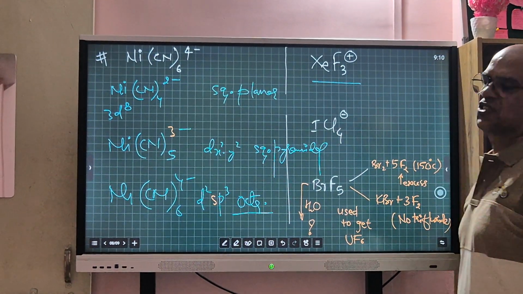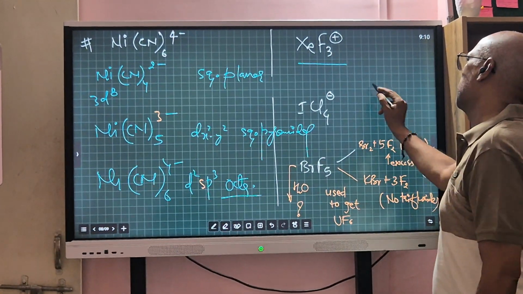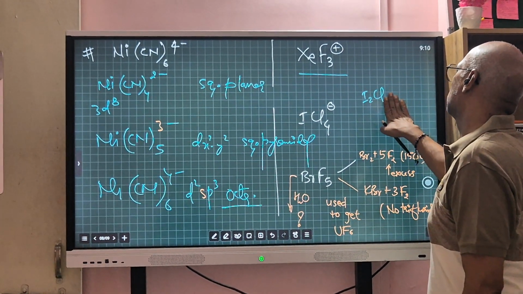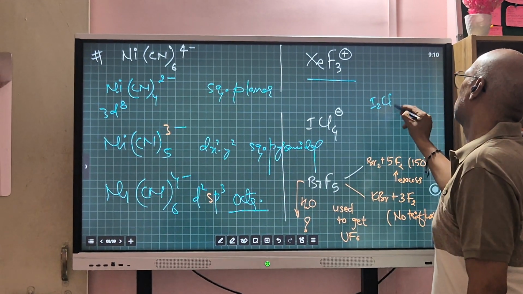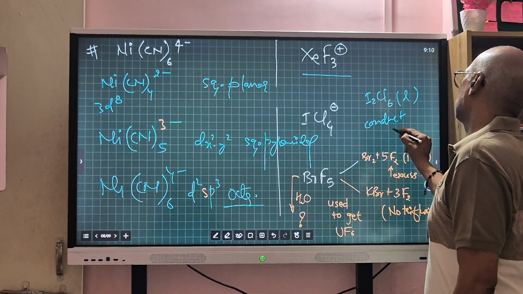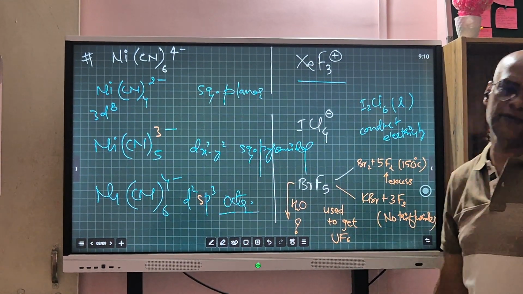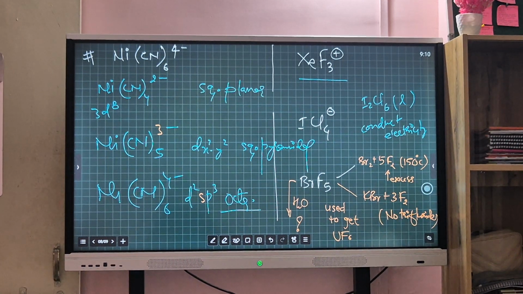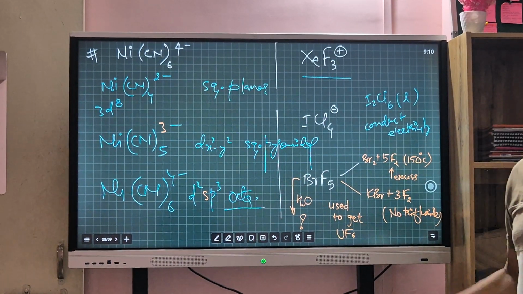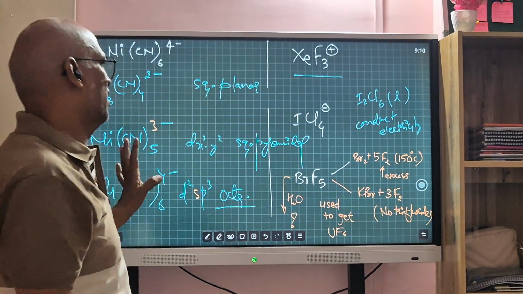Go for this: xenon trifluoride cation, ICl4 minus anion. Very famous question, old PYQ. I2Cl6 in liquid phase conducts electricity. Why does it conduct? Because it ionizes in the liquid state: ICl2 plus cation and ICl4 minus anion. Then there is an interesting molecule, BrF5, an old classical question of the Advanced, where multiple answers were given and everybody was awarded the marks.